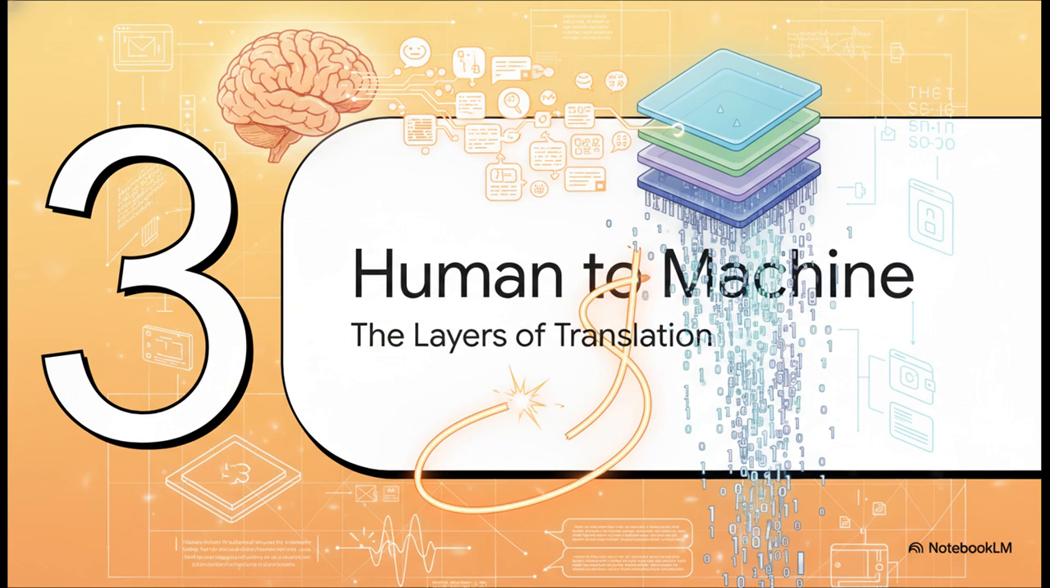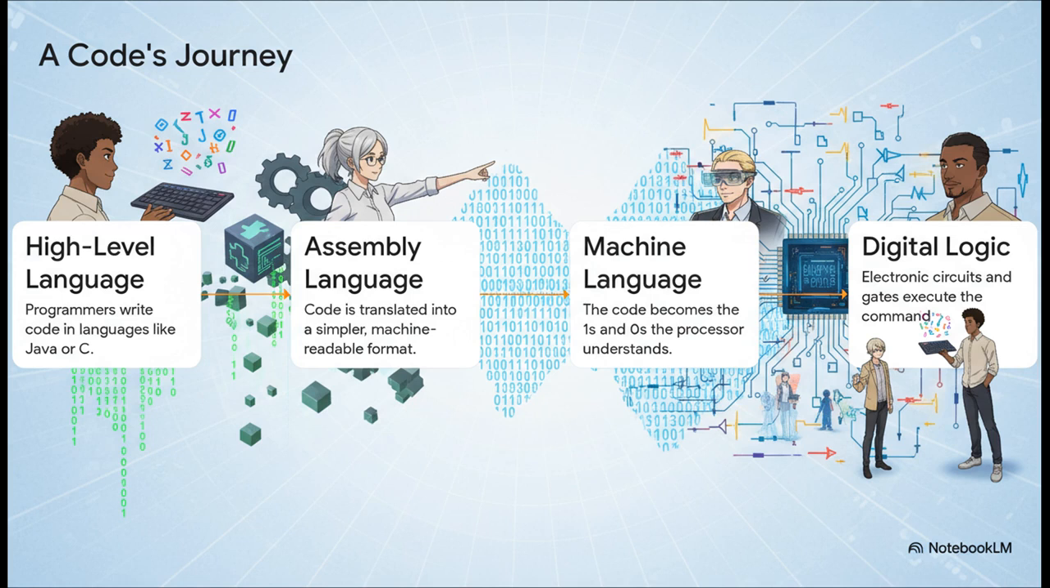Okay, so we know the OS is the manager, but how does a simple command, like you typing a letter in a document, actually become an electrical signal? For that, we've got to peel back the layers and follow the journey of one single instruction, all the way from a human thought down to a machine action. This journey has 4 key steps, and each one is basically a translation getting closer and closer to the machine's native tongue.